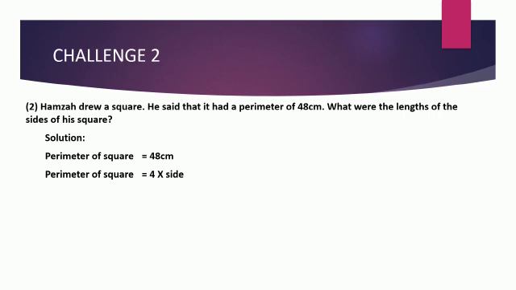In this formula, we will put the value of perimeter because we know the value of perimeter. So you will put it here, and the value of perimeter is 48.